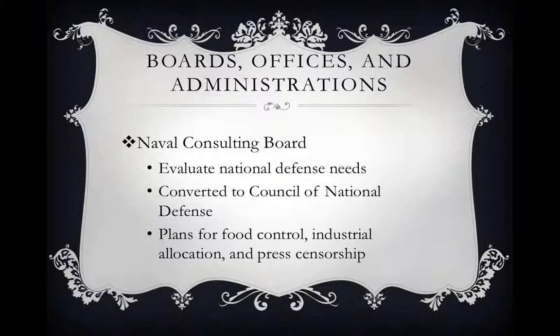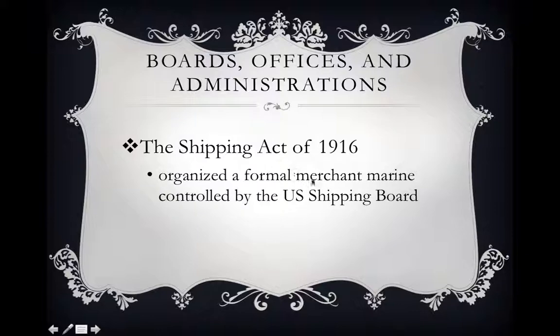In order to fight the war, certain resources and material were needed, and the Council on National Defense was set up to make sure that the industries that needed those resources got those resources. It also was set up to control food, and it also had elements to censor the press. A lot of people don't realize that a portion of what happened in World War I was that there was an element of press censorship that existed during World War I. Also realize the Shipping Act. It organized the Merchant Marine. It was controlled by the U.S. Shipping Board.